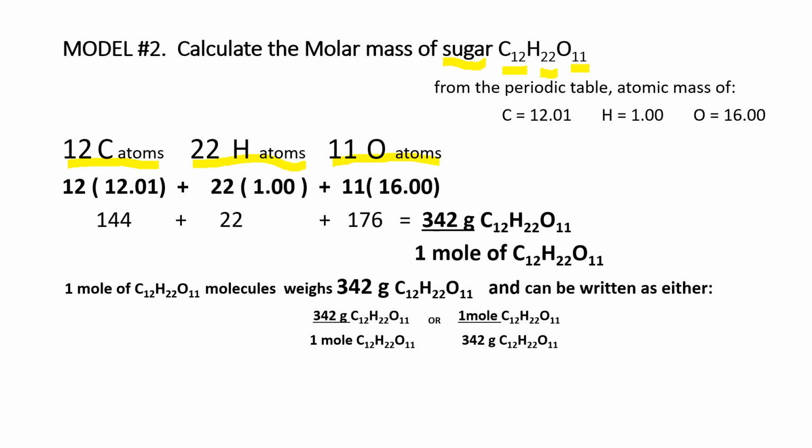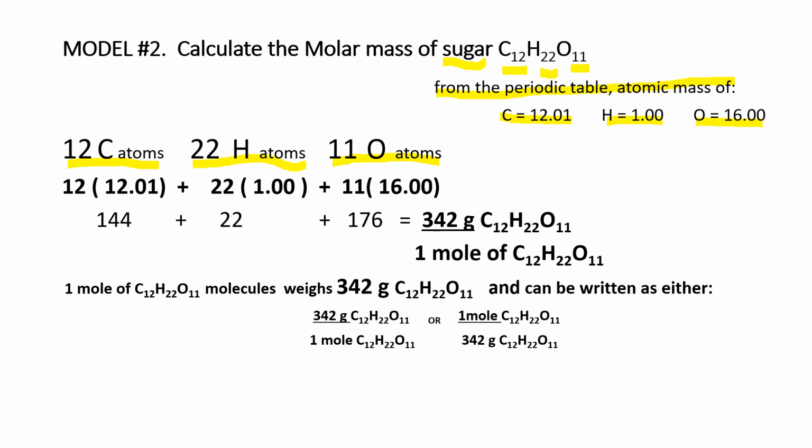And from the periodic table again, the atomic masses of carbon, hydrogen, and oxygen can be found. Carbon is 12.01, hydrogen is 1.00, oxygen is 16.00. So let us get the mass of each type of atom.